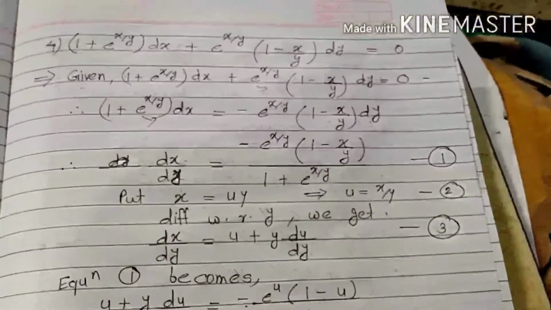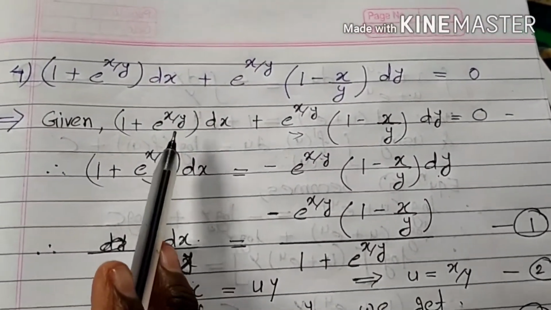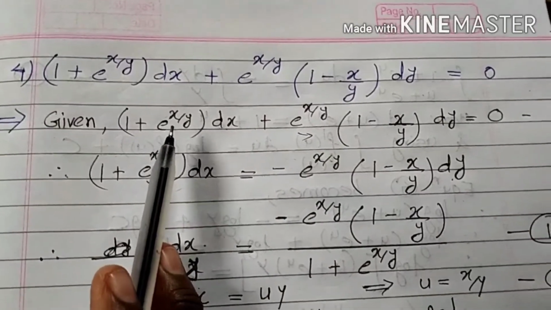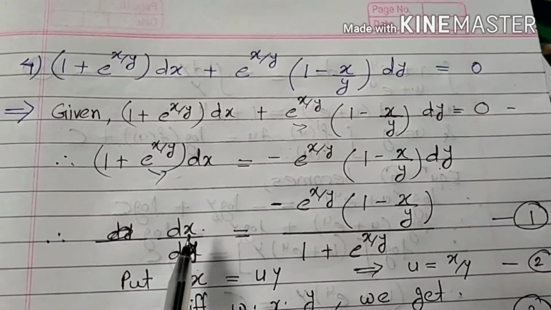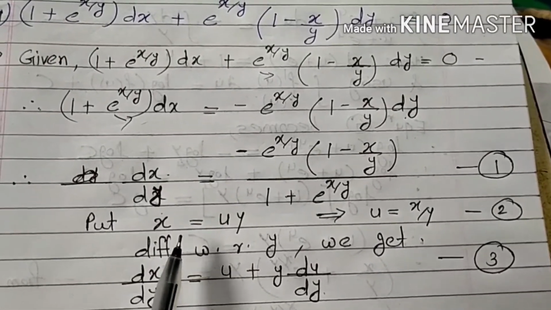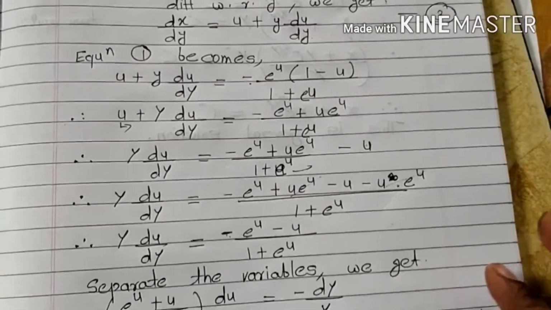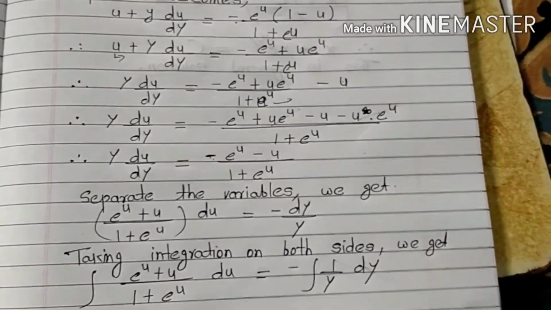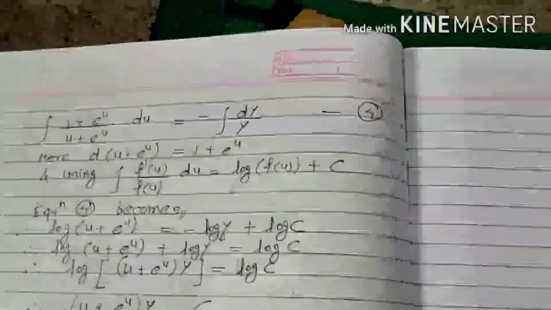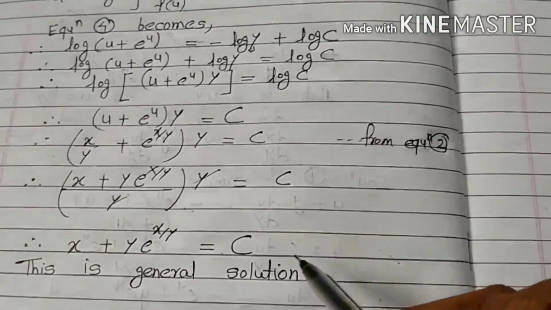You can observe that in this equation the variable is in terms of x upon y. So I am taking here dx upon dy. Next, taking the other substitution, x is equal to uy, and by the same procedure we find our general solution. So you can observe that this is our general solution.